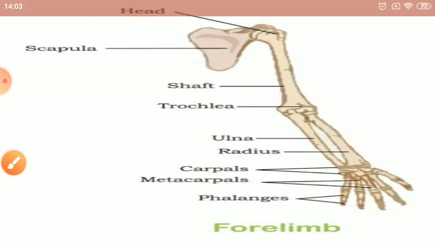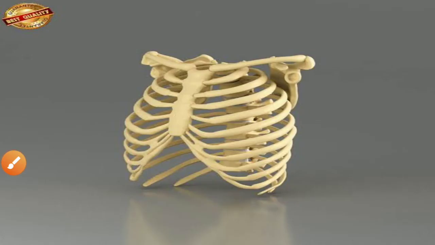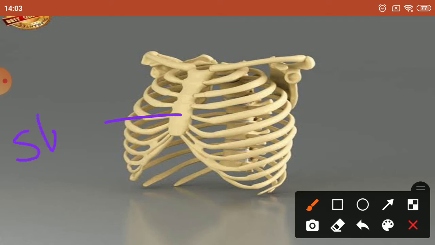This is your sternum, the center breastbone. All 10 pairs of ribs are connected to it from the front side, and from the back side they are connected with the backbone. Now observe this rib cage carefully.